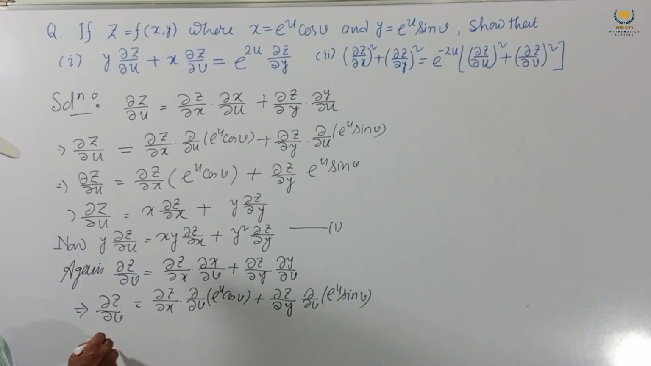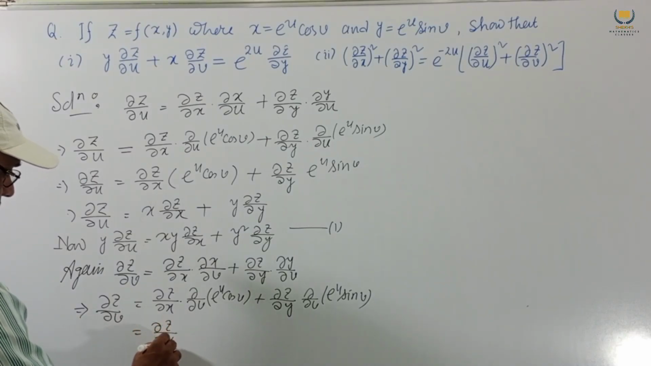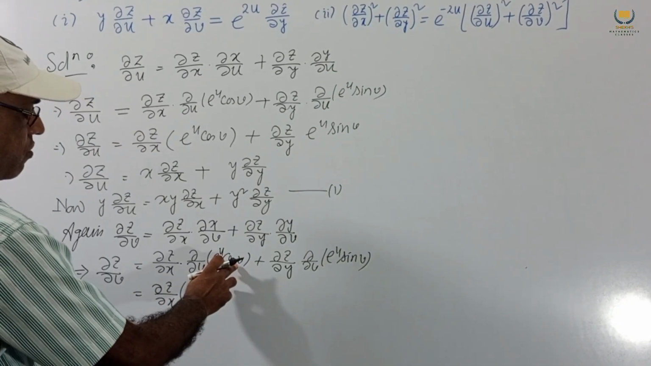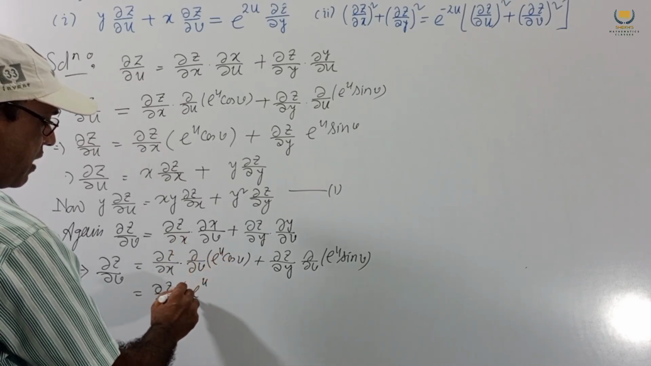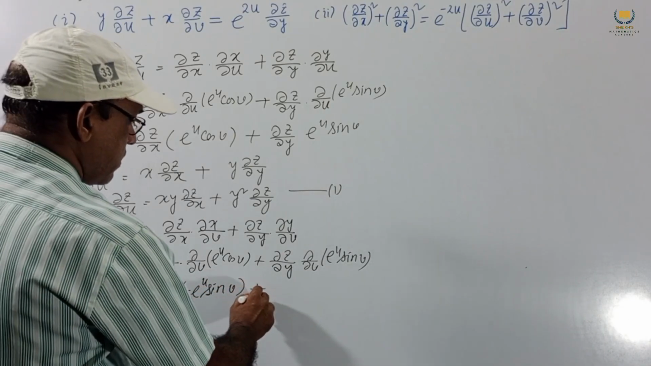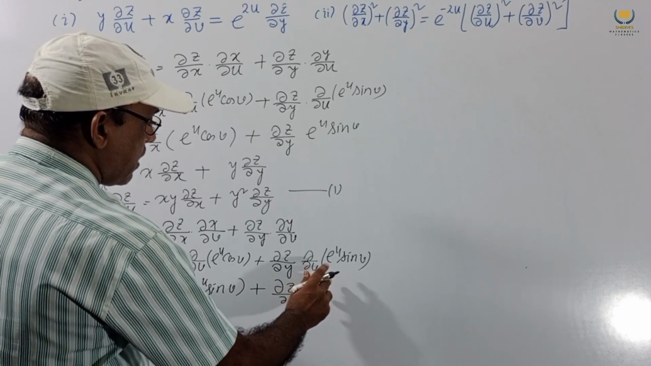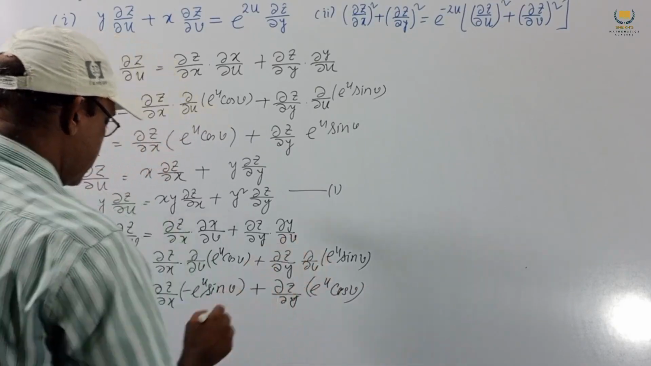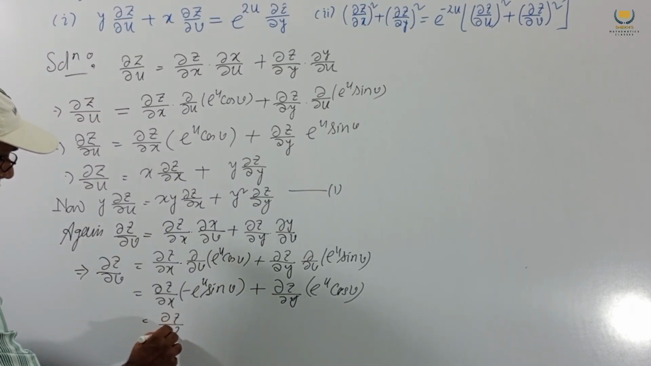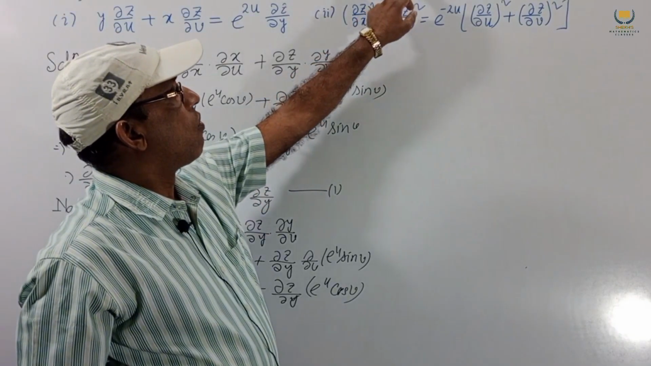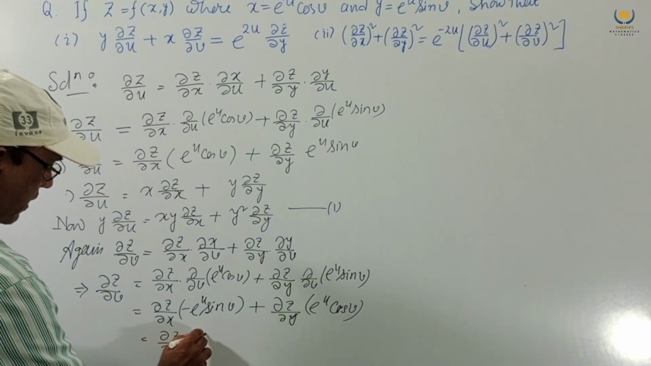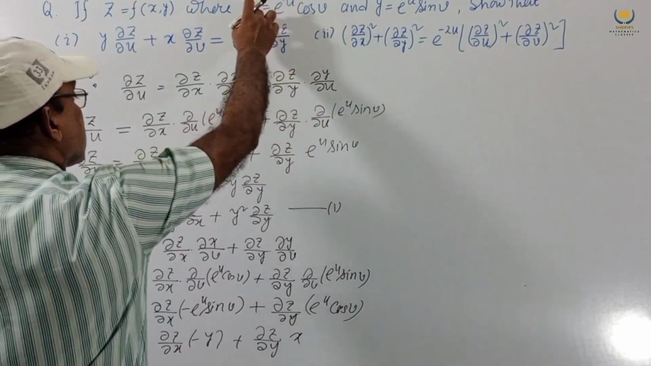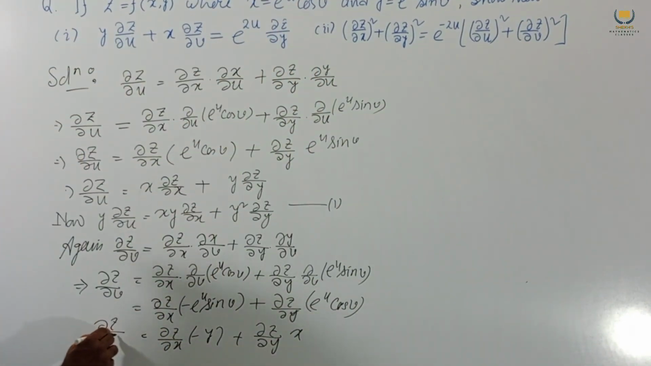Now we differentiate x partially with respect to v. e to the power u is constant, and the derivative of cos v with respect to v is minus sin v. So del x del v is minus e to the power u sin v, which is minus y. Differentiating y with respect to v gives e to the power u cos v, which is x. So del z del v equals minus y del z del x plus x del z del y.